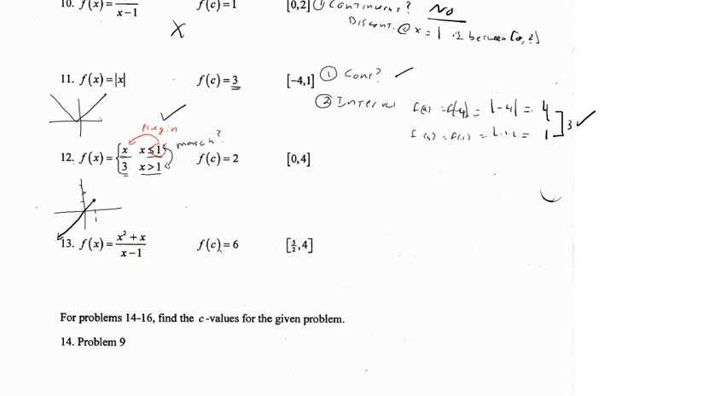Piecewise functions, you need to check to see if their edges match. So this is a no. Jump discontinuity at x equals 1. Does not happen. All right, last one.